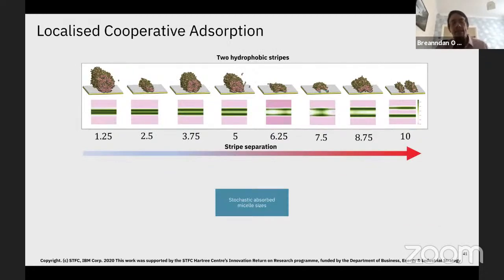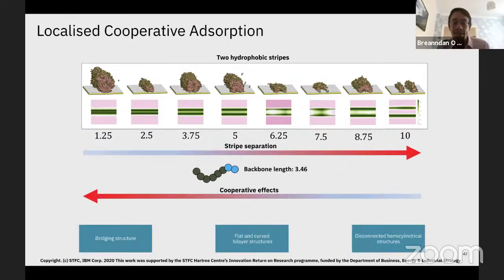So in order to interrogate this phenomenon further, we examine the simulations on our two hydrophobic stripes. And so the first thing you can see here is the variations in the sizes of the absorbed micelles. As I mentioned earlier, we have non-ergodic simulations for the predominantly hydrophobic surfactants. So we do have stochastic variations in the micelle sizes in the bulk, and this transfers over to a stochastic distribution in size of the micelles as you vary the spatial separation between the attractive hydrophobic stripes.